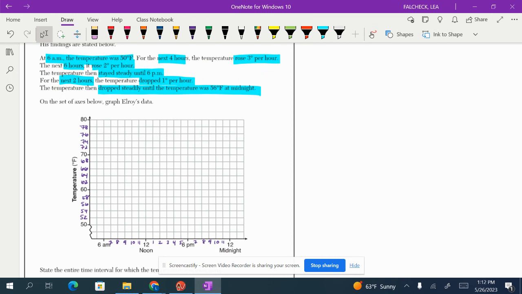So at 6 a.m., the temperature was 50 degrees Fahrenheit. So that is a point on the graph, (6, 50). So we're going to go ahead and put (6, 50) on the graph. 6 a.m., 50 degrees. There we go. The graph starts there.